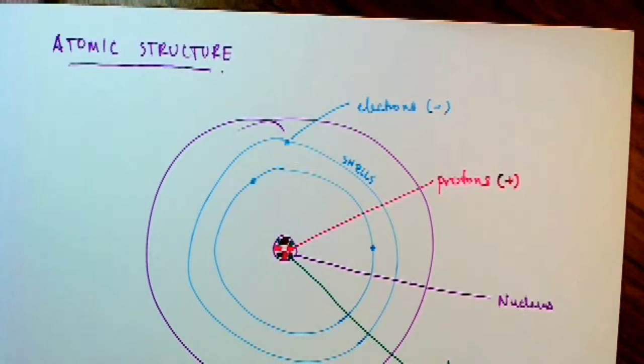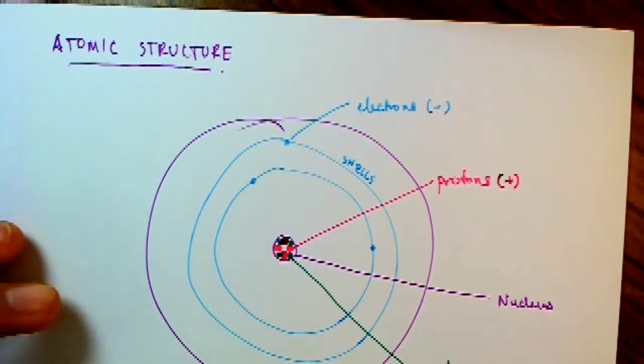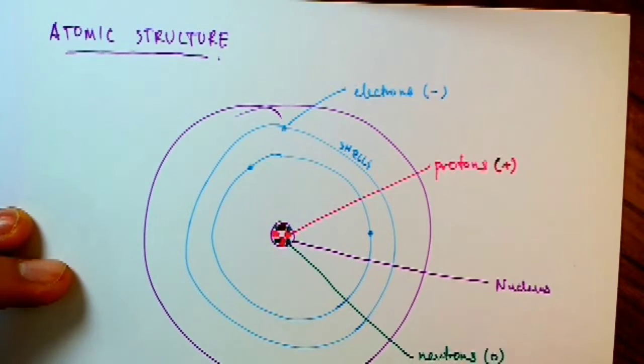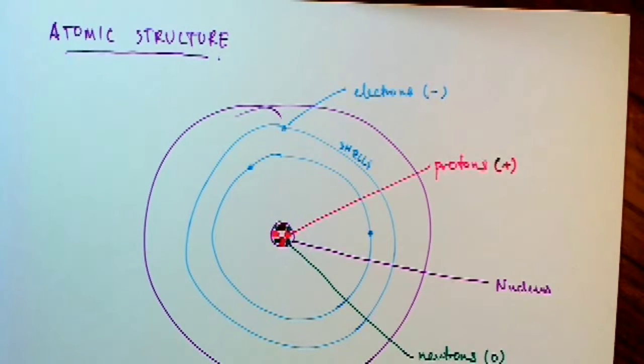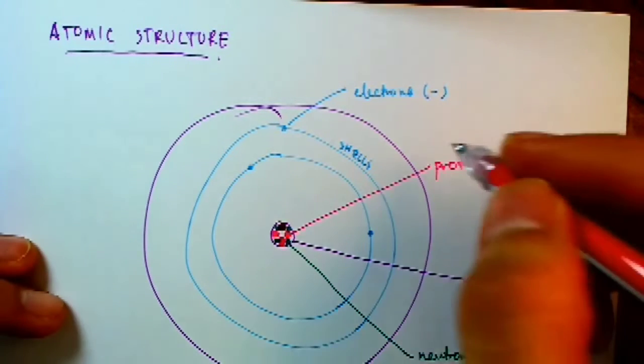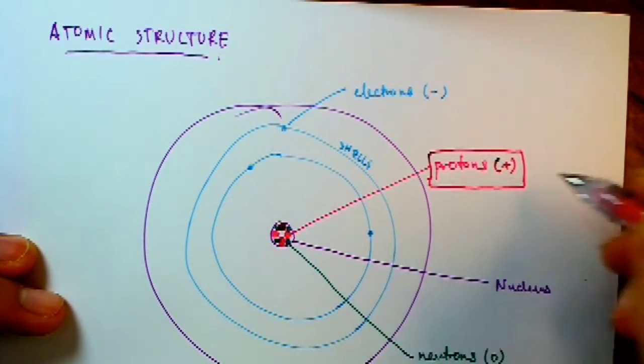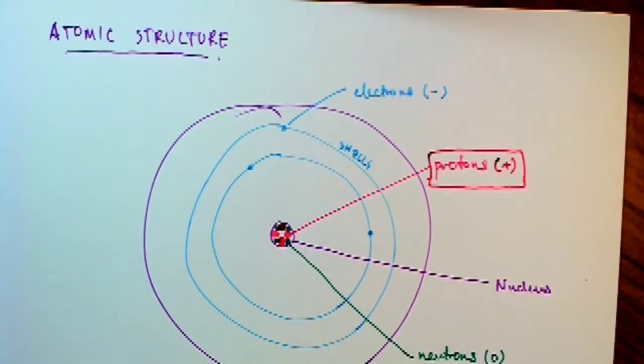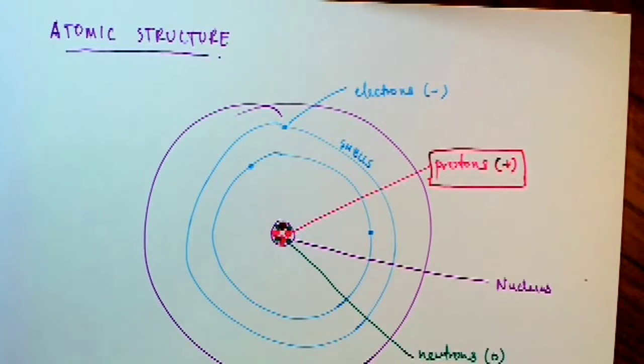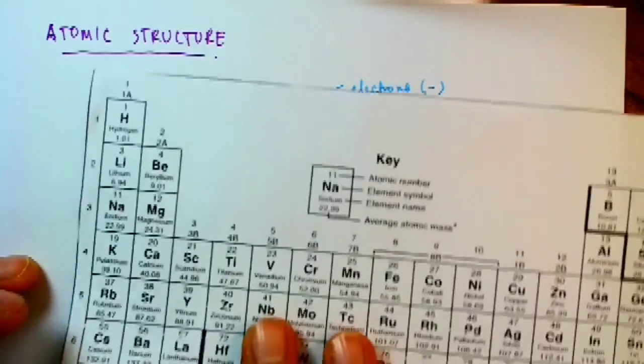I told you that electrons are revolving around the nucleus. Why is it revolving like that? Because there is a balance of force between the positive and negative charges. That is the reason why electrons are moving around the nucleus.